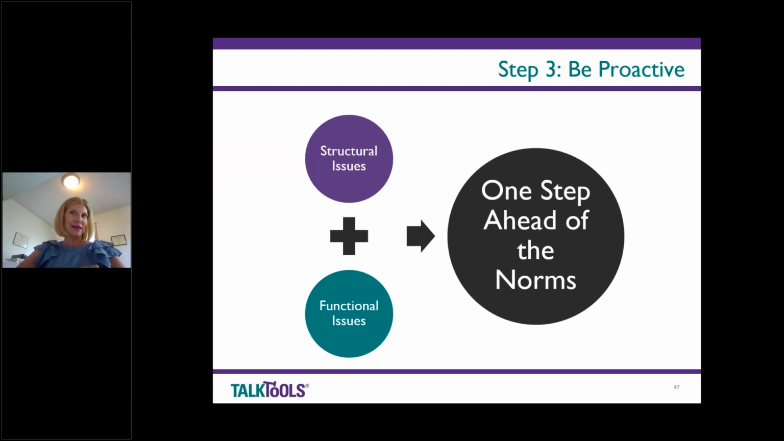Being proactive is looking at structural issues and functional issues and trying to be one step ahead at all times.